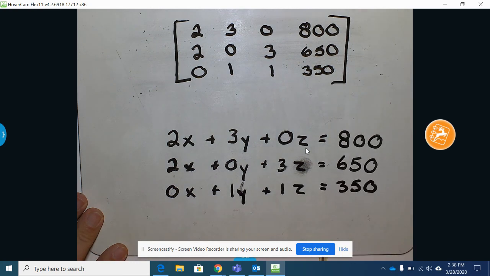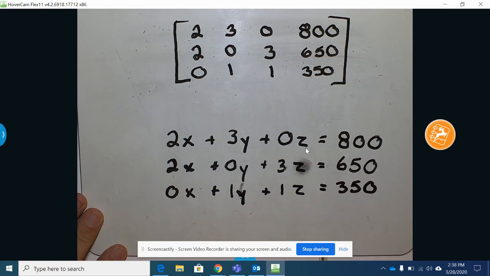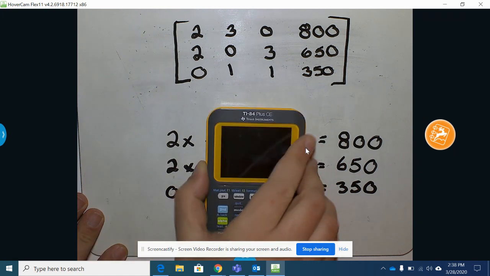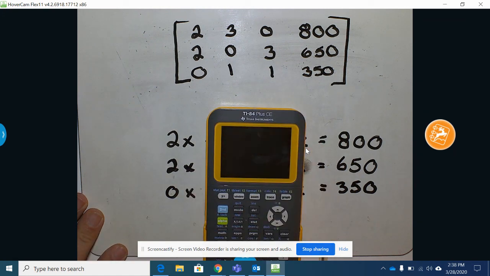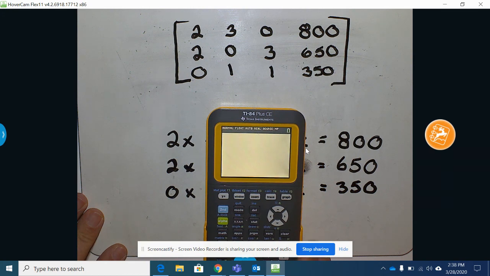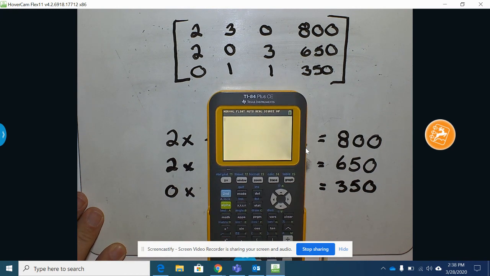Okay. Now to solve that, what I'm going to do is take my calculator. Hopefully you can see this screen. When I turn it on, it looks good to me. I'm going to enter that into my matrix and find the reduced row echelon form of that, like what I showed you in the 4-2 video.